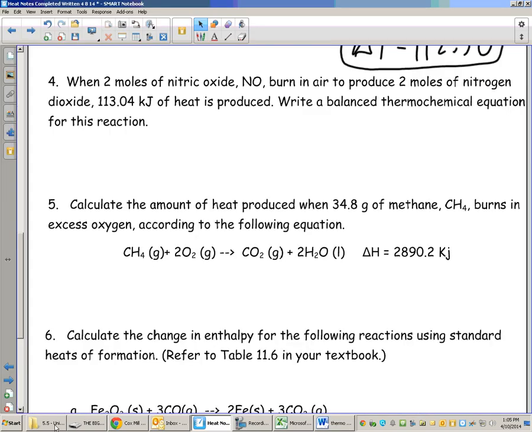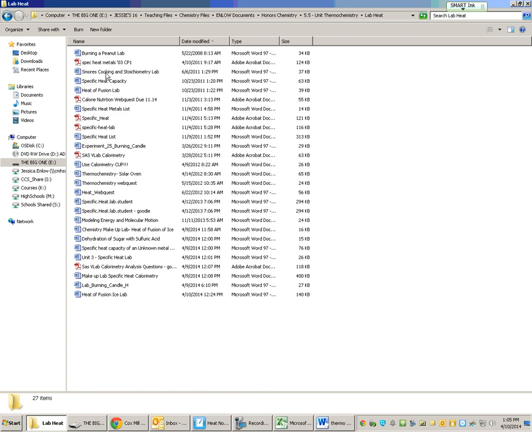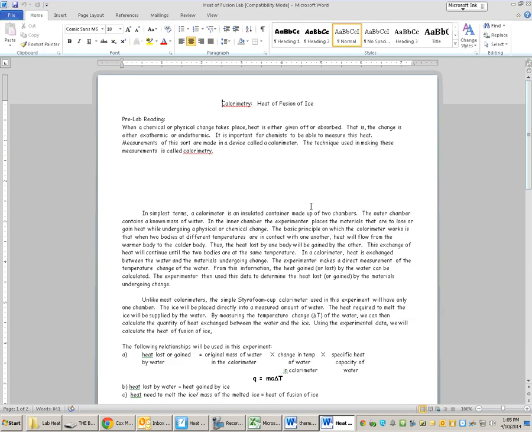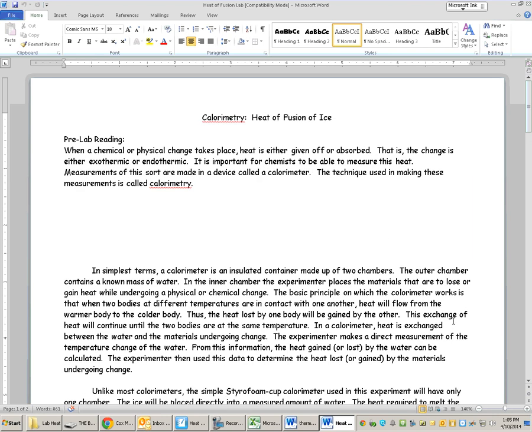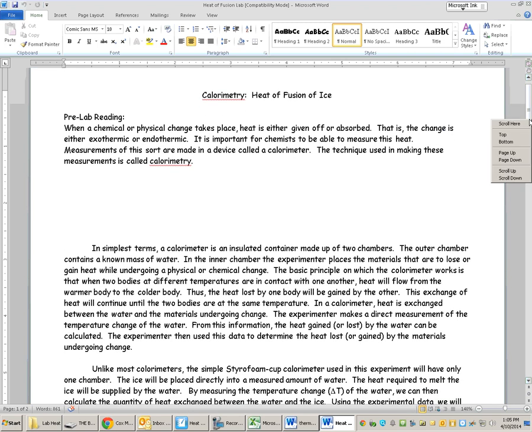Oops, that's not it. Oops, no. Heat of fusion. Yeah, they are burning a peanut. It's a different lab. Okay, so listen. I don't know what picture is. It's gone right now. You do need to read through. I'll just wait. You good?